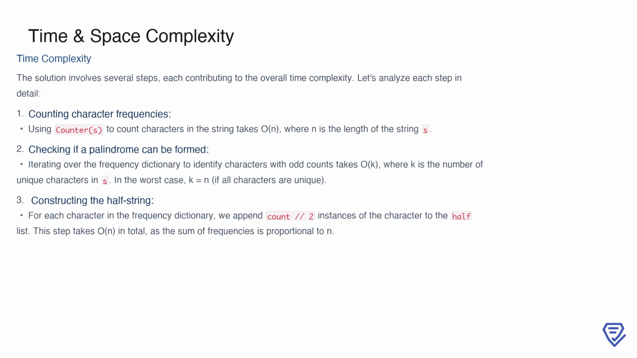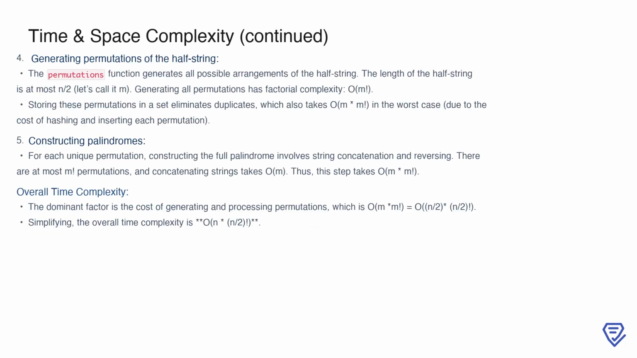After that, we construct the half string by appending half the frequency of each character to a list. Since the total frequencies of all characters sum up to n, this step also takes O(n) time overall. Now, we move on to generating permutations of the half string, which is one of the most computationally intensive steps. The length of the half string, m, is at most n/2. Generating all permutations of this half string has a factorial complexity of O(m!). Additionally, storing these permutations in a set to eliminate duplicates incurs an overhead, making this step O(m!·m) in the worst case.